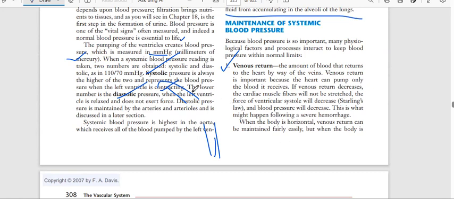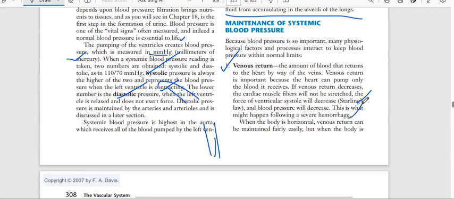Whenever the heart receives blood, only then will it pump. If you can't receive the blood, how can you give blood to the other parts of the body? If the venous return decreases, the cardiac muscle fibers will not be stretched. The force of ventricular systole will decrease, according to Starling's law, and blood pressure will decrease. This is what might happen following a severe hemorrhage.